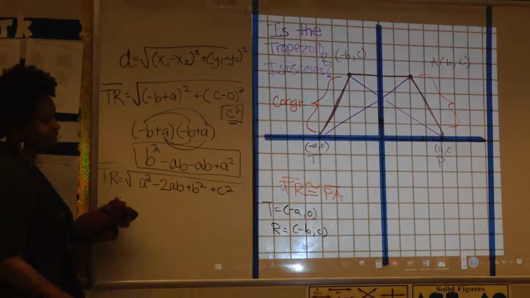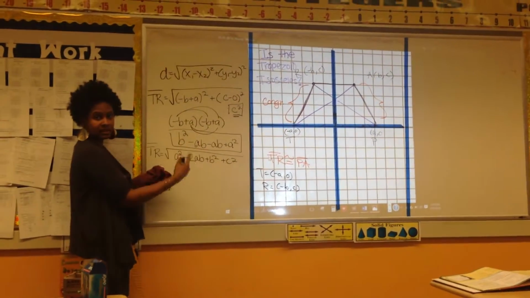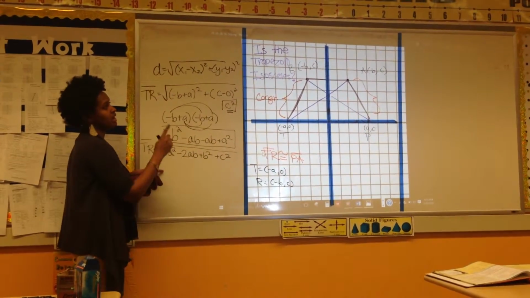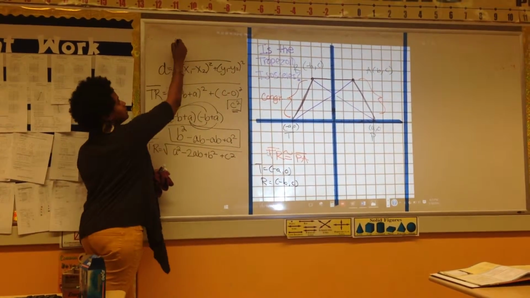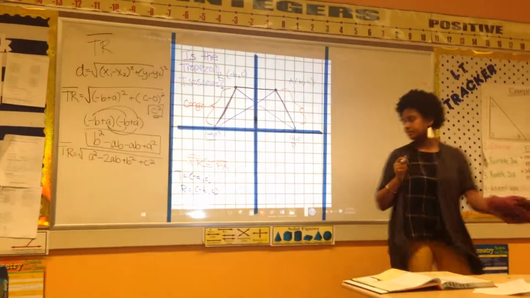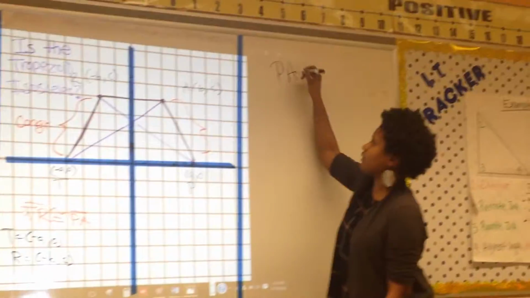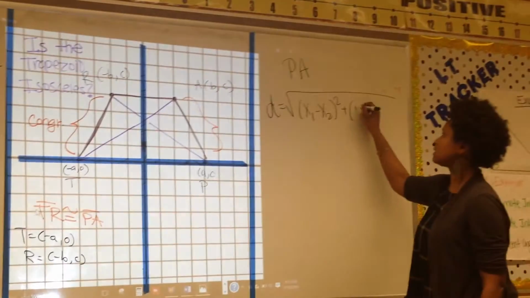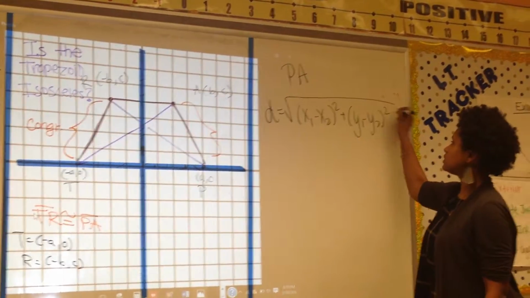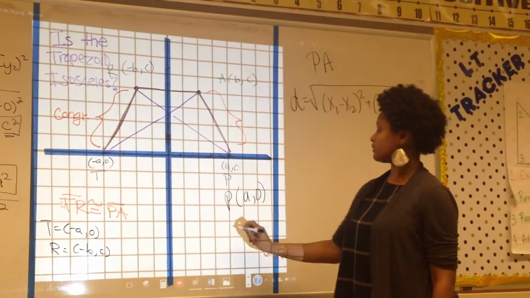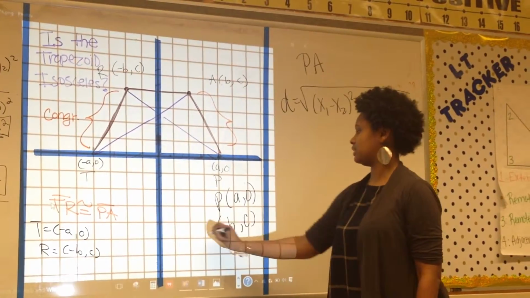Now, I'm not done because I still need to find the distance of PA. Once I find the distance of PA, I can compare the two. Once I compare the two, then I can determine whether or not this trapezoid is isosceles. So this is TR. We are going to move over to the other side and let's do PA. With PA, you should kind of do this one along with me. I have x1 minus x2 squared plus y1 minus y2 squared. My points for P are A and 0. My points for A are B and C.